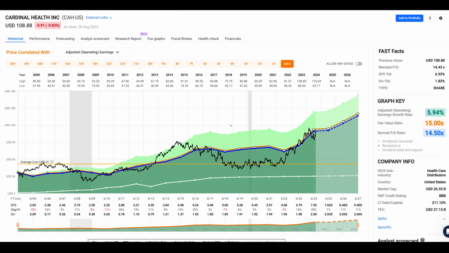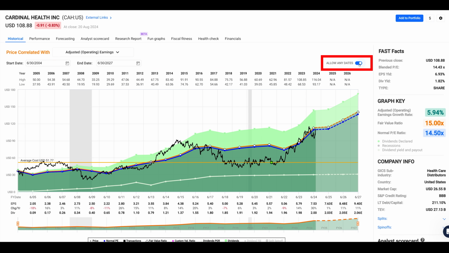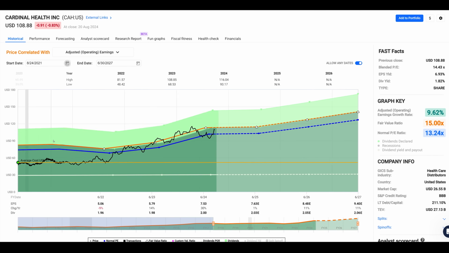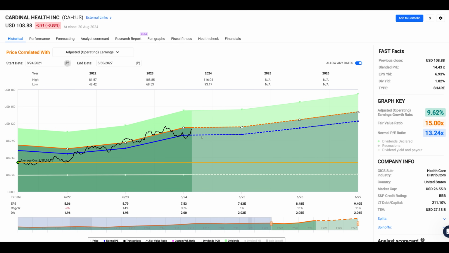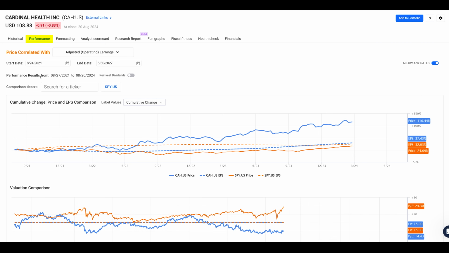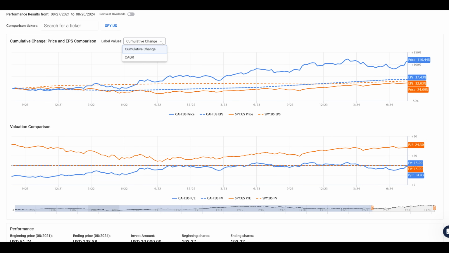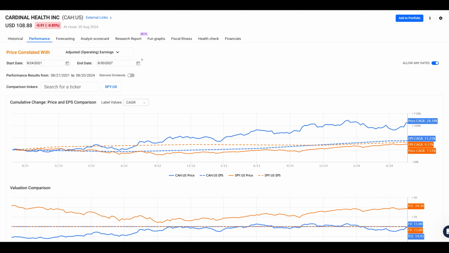Now, another thing you can do here with FAST Graphs that I think is very attractive is you can go up and click this button and allow any dates, okay? And then you can go in here and click the calendar, and then you can click this down arrow, and you can go to 2021, you can go to August, then you can go to August 24th, okay? And now what you've got is the performance that this stock has generated since it was built on August 24th, 2021. So now if I go into the performance report, you've got the valuation range here, and you have cumulative change, or you have the compound annual growth rate, which I prefer.